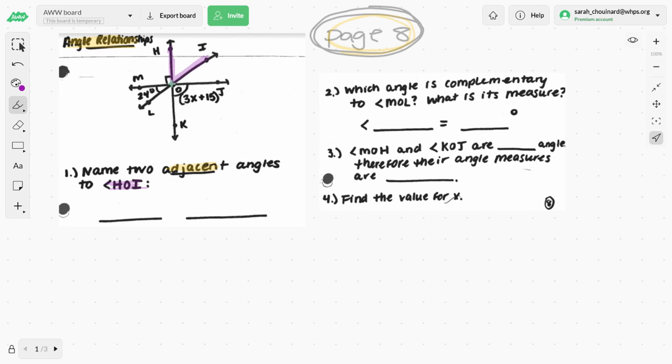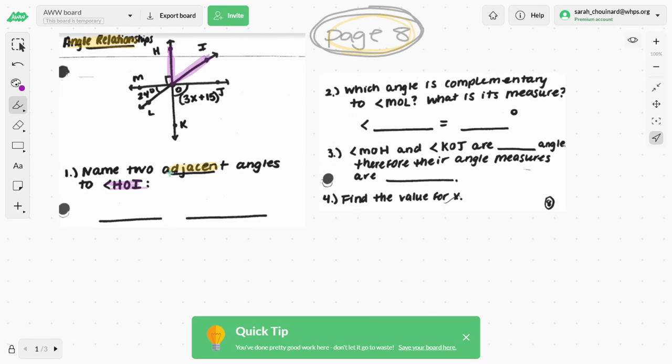HOI is this angle. And remember, adjacent means that they have to be a neighbor. They have to share one of these rays or one of these walls with HOI. So one adjacent angle could be IOJ because they share this ray right here, IO. So angle IOJ would be considered adjacent. I could also pick HOM, so this angle right here, because they share this ray, ray OH. So angle HOM would also be considered adjacent.